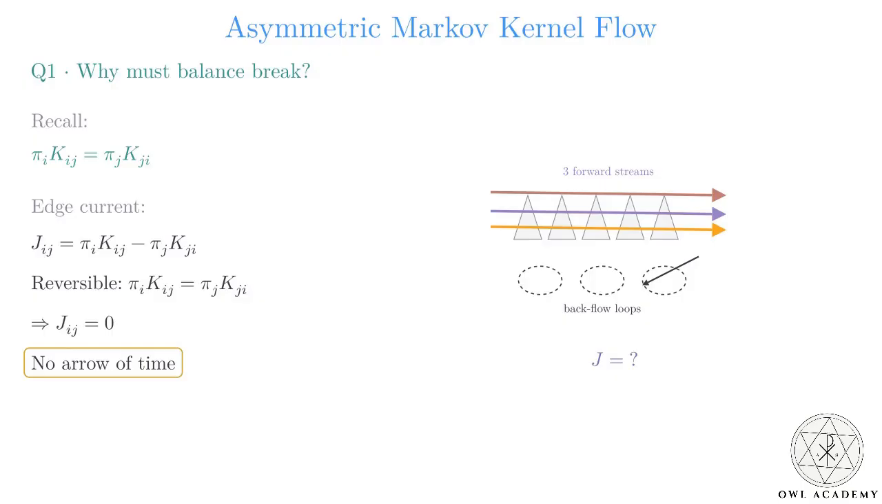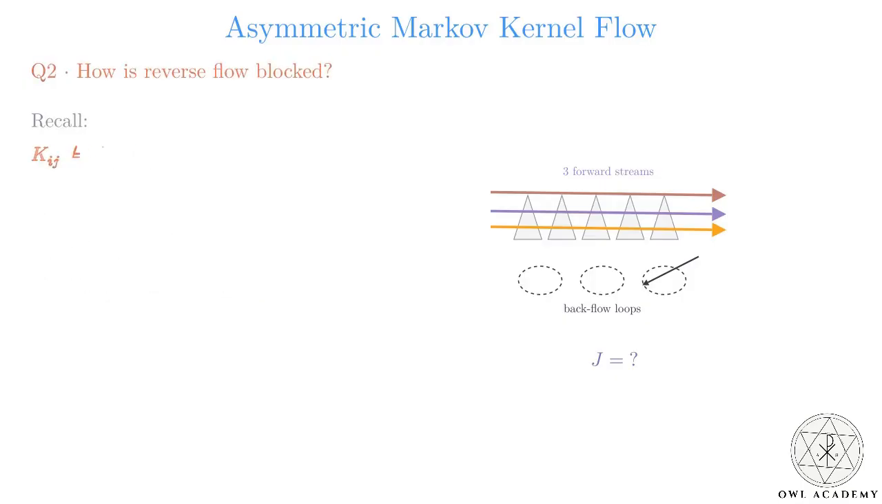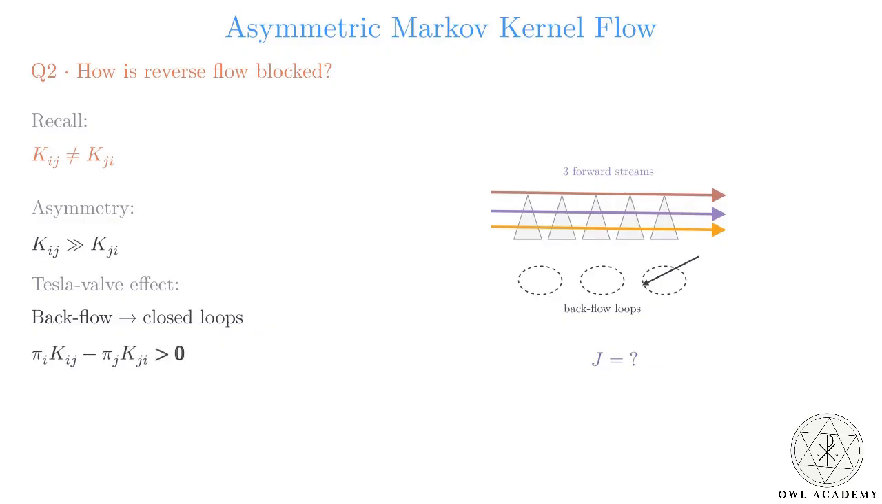Watch what the Tesla valve geometry does. The asymmetric kernel K sub p tau makes forward and backward transition rates unequal. Forward rates dominate backward rates on each edge. Any probability that tries to flow backward gets routed into self-impeding loops by the vein geometry. On every edge in the preferred direction, the difference is strictly positive. Detailed balance is broken without violating probability conservation.